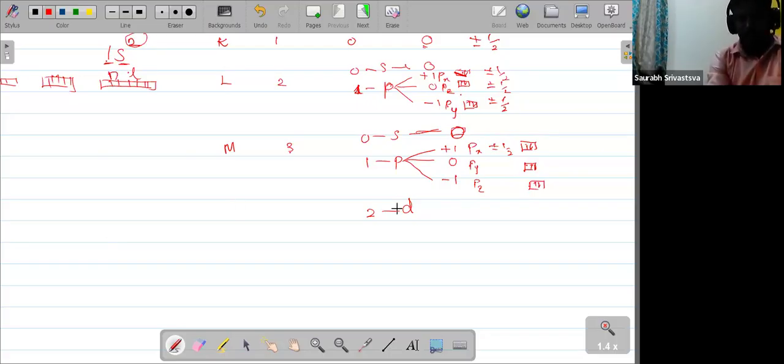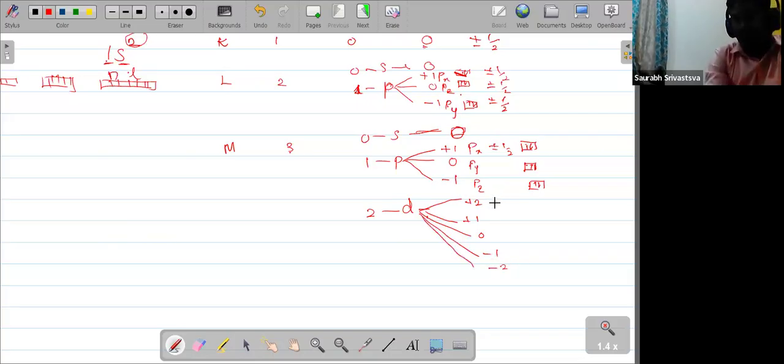Next, the d subshell. When you say the d subshell, its l value is 2. Then 2 means the first one you have to start from +2. The second we start from +1. The third we start from 0. The fourth we start from -1. Next, the fifth one we start from -2.